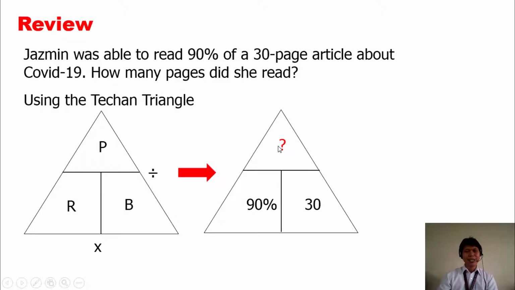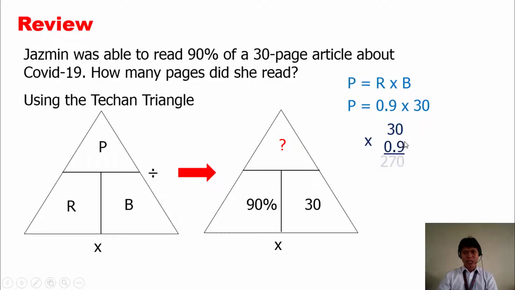So this is missing. To solve for the percentage, these two numbers are separated by a multiplication symbol. So we need to multiply 0.9 times 30, which is 27.0, 27. Therefore, the correct answer is 27, or Jasmine was able to read 27 pages of the 30-page article. So it means only 3 pages were not read by Jasmine.